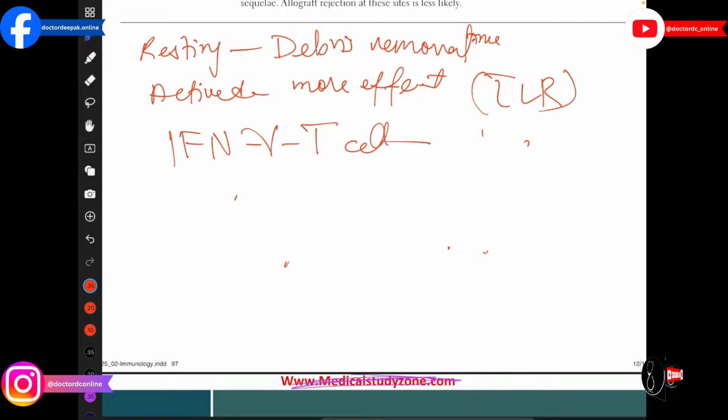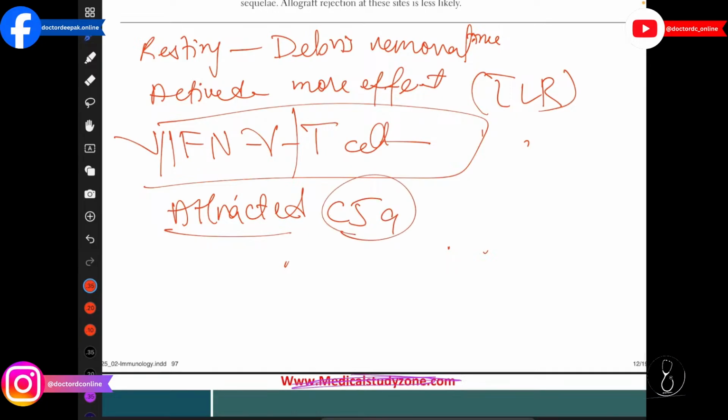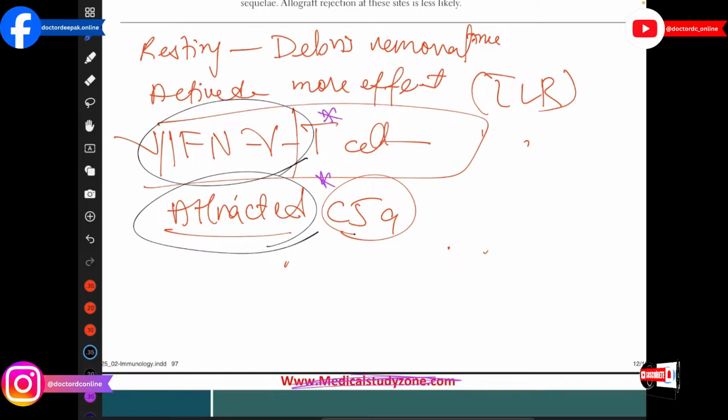They also stimulate the macrophages. The interferon gamma is going to activate the macrophages, and macrophages are attracted to migrate by the complement system, including C5a. These are so important points. The interferon gamma is going to stimulate macrophages, and they are attracted by C5a.